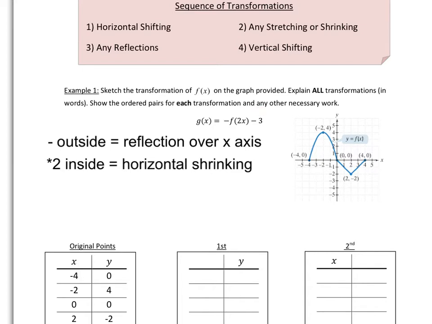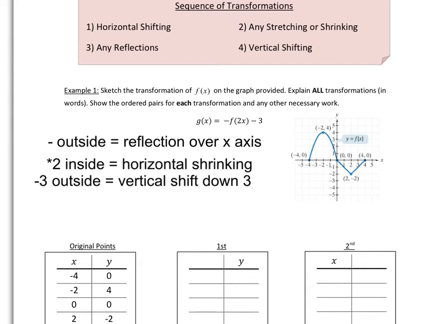And then last, I see that I have a minus 3 on the outside. So a minus 3 or subtract 3 on the outside means that that would be a vertical shift. And we would be going down since it's subtraction, 3 spaces. So in words, that's each of the 3 transformations that we have. So now, in order to move forward, we need to figure out which is the order that we need to do these transformations, because again, the order matters.